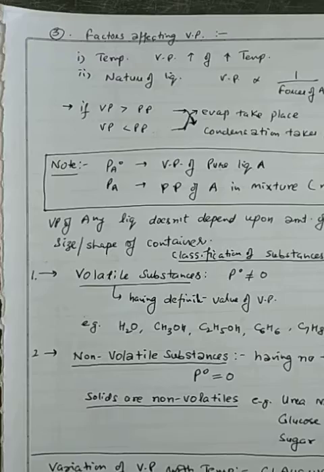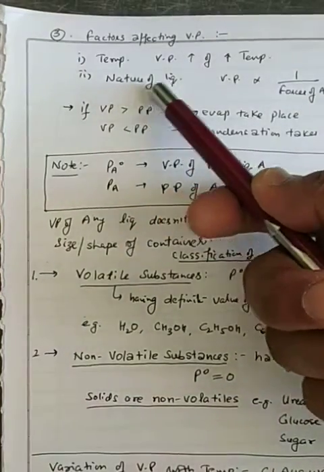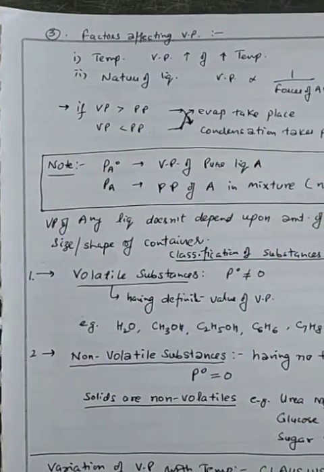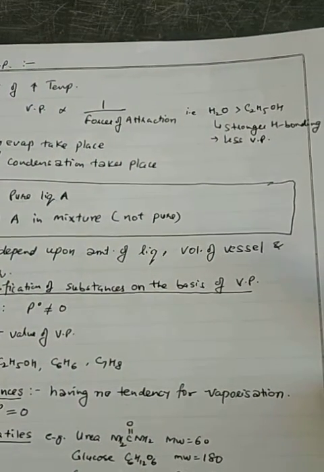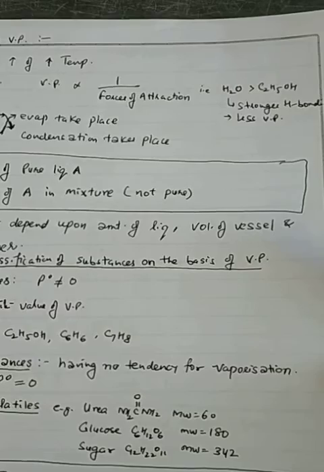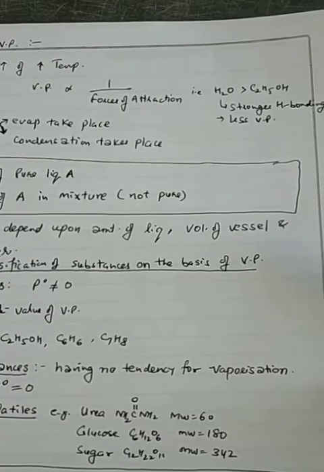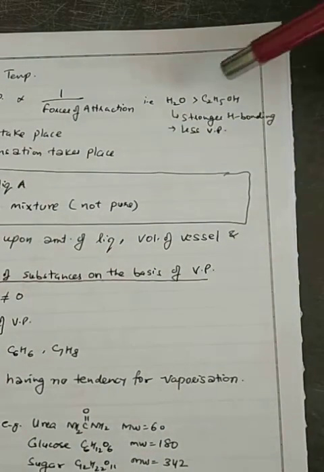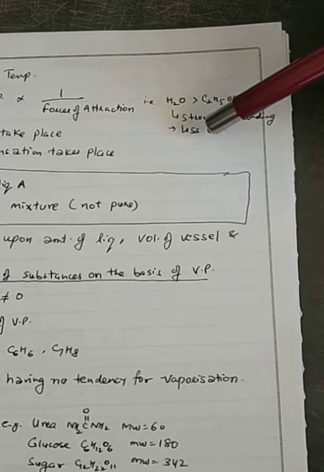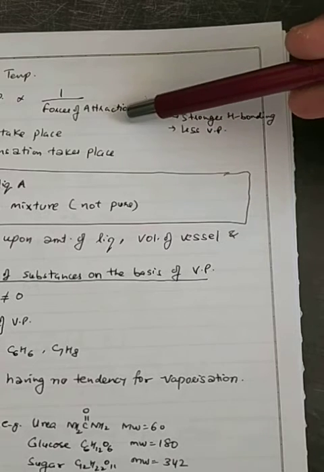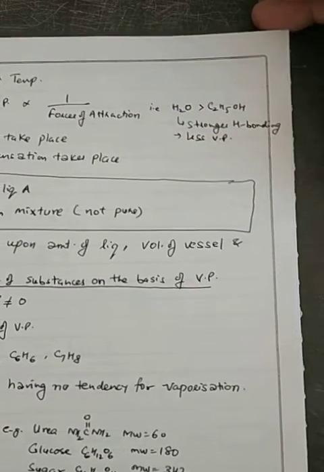Number 2 is nature of liquid. Nature of liquid again means the force of attraction. Here is an example. Vapor pressure is directly proportional to 1 upon force of attraction. For example, if we have water and ethanol, in water there is stronger hydrogen bonding, so vapor pressure will be less. The stronger the force of attraction, the less will be the vapor pressure.